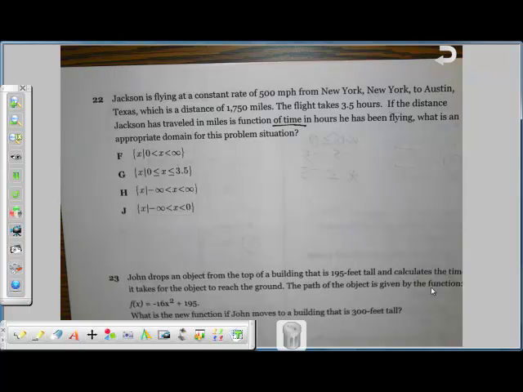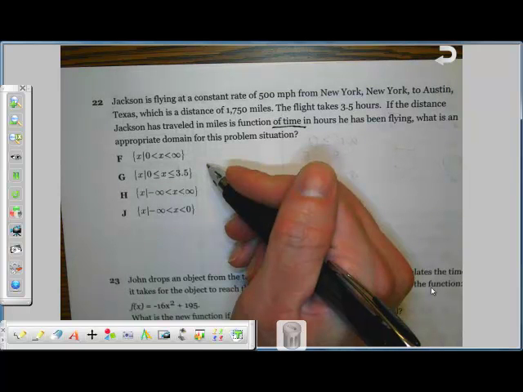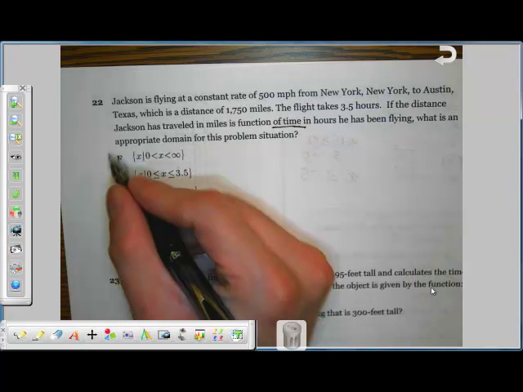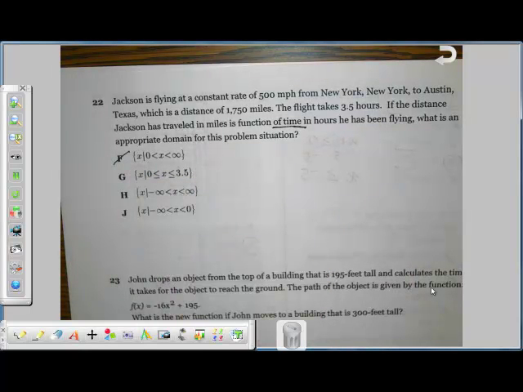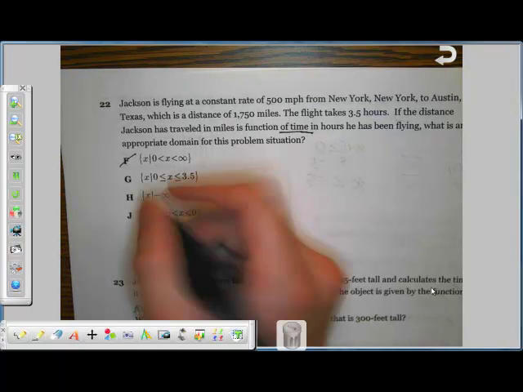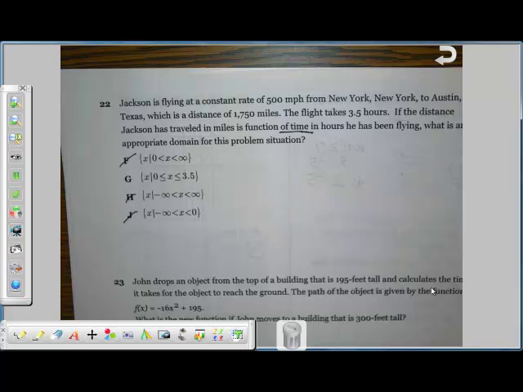Now remember, we're talking about a problem situation where a person gets onto an aircraft, flies, and lands. After they've landed, they're not going to keep going. So when we're talking about an appropriate domain, we're talking about real world. One does not travel on an aircraft for infinity time. So F is absolutely a distractor. Once again, we can also eliminate H and J from consideration because we will not travel for infinity. The only one that works is between 0 and 3.5.